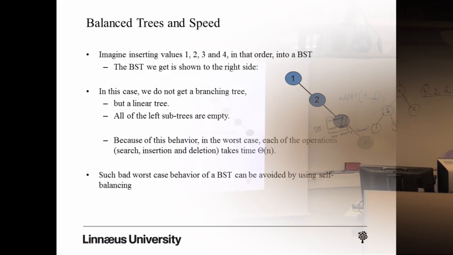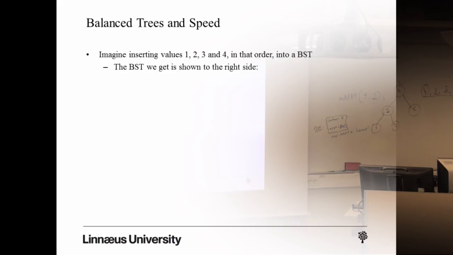Now the problem with this: imagine inserting values 1, 2, 3, and 4 in this order. So we're starting with the node value 1. We add 1, and then we have a value 2, which is greater than 1. So we go to the right side, and then we go to another value 3, which is also greater than 1. We go to the right side of 2, which is again greater than 3. Although this is a tree, it is not a balanced tree. We are just branching in one direction.